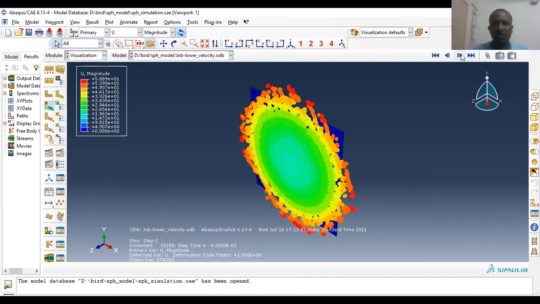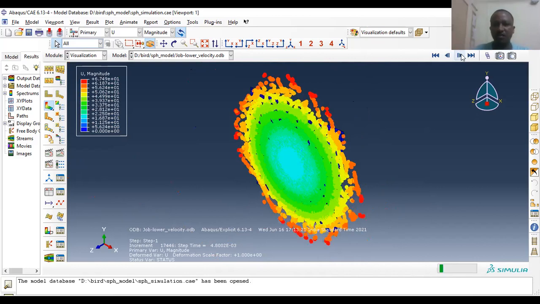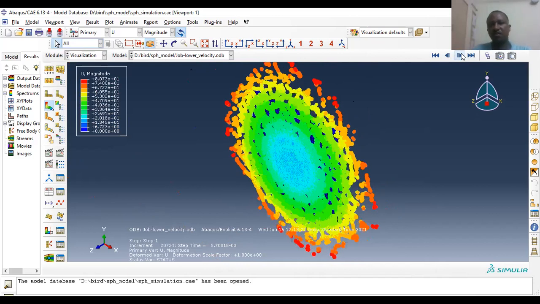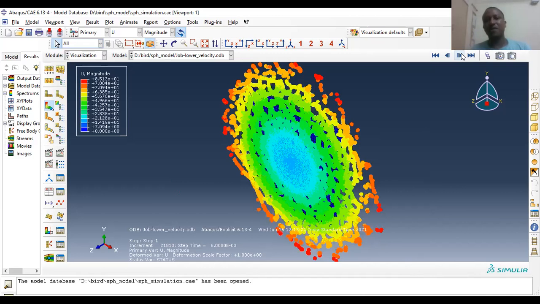So this is a simulation of bird impact on an aircraft structure. This impact happens most of the time in the area where an aircraft is taking off, because there are a number of birds around the airlines which are impacting with the flying aircraft, or at the time when it is landing. And sometimes it happens at high altitudes also.